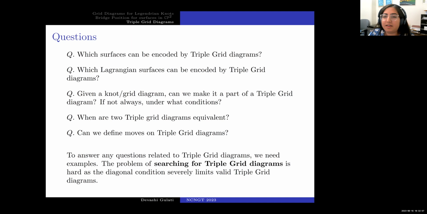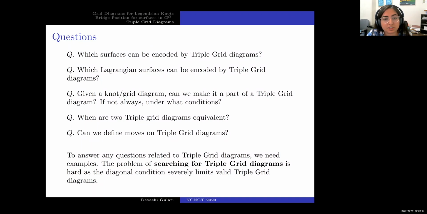Now that we have a definition, what are the questions we can ask? Which surfaces are encoded by these grid diagrams? Which Lagrangian surfaces can be encoded by triple grid diagrams? Given a knot or grid diagram, can we make it a part of a triple grid diagram? If not always, when? And when are these two diagrams equivalent? Can we define moves on triple grid diagrams? To answer any of these questions, we need examples.